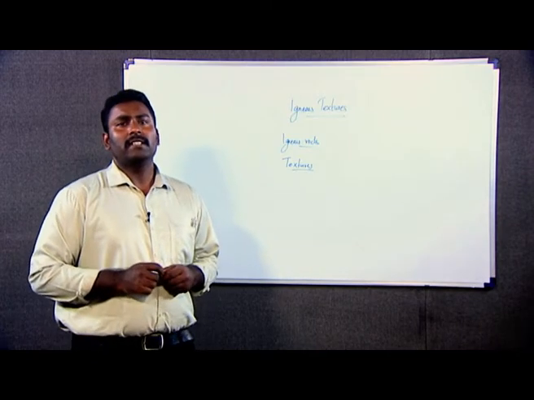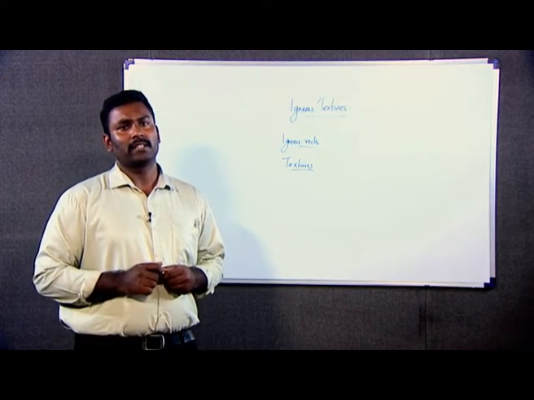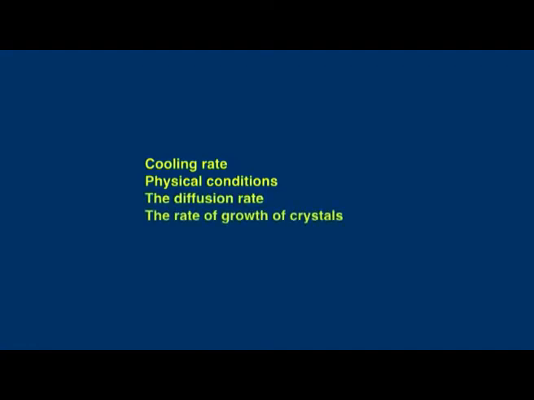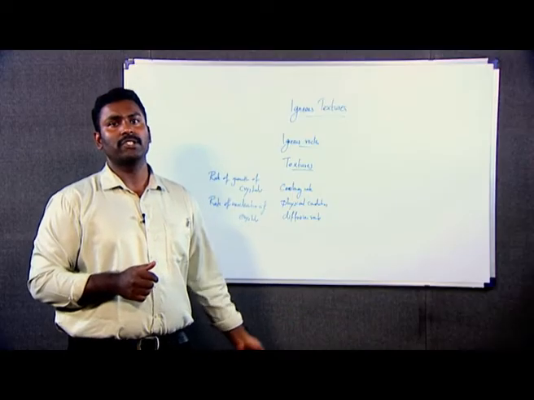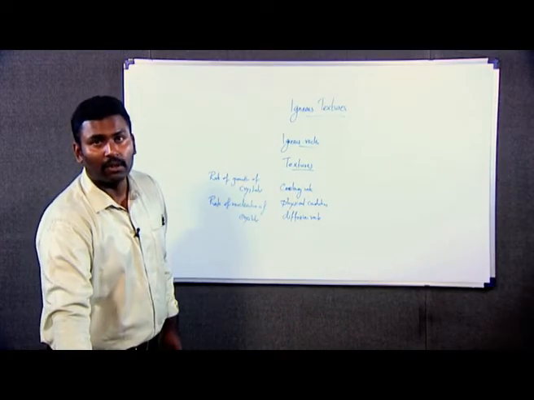Now the main factors that determine the texture of an igneous rock are: the first one is the cooling rate, the second one is the physical conditions during the emplacement of the magma, the third one is the diffusion rate, the fourth one is the rate of growth of crystals, and the last one is the rate of nucleation of crystals. So these are the five main factors that determine the texture of an igneous rock.